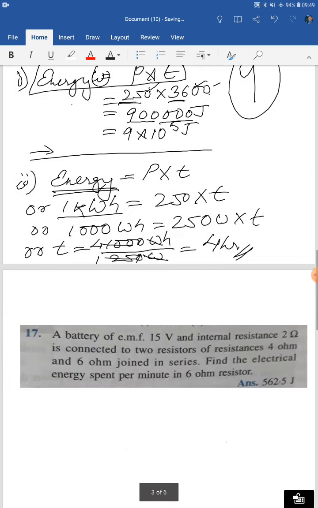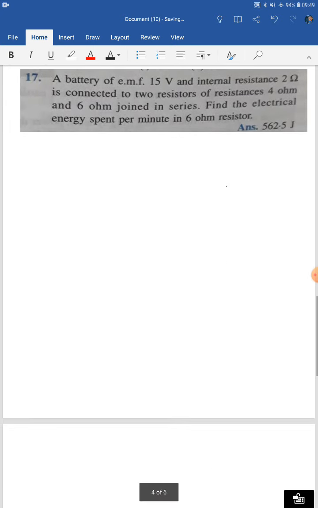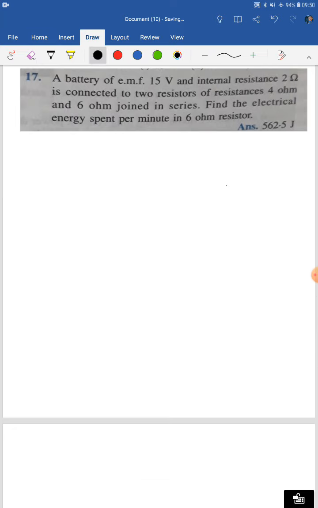So after 13, now we go to the next question, that is question number 17. Before you go to 17, please make sure that you thoroughly understand question number 13. When you understand question number 13, 14, 15 and 16, they are somewhat similar to question number 13. So that is why I'm not going to do it. Now let's do question number 17.